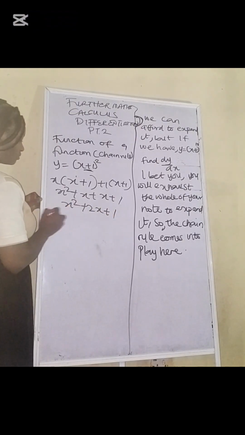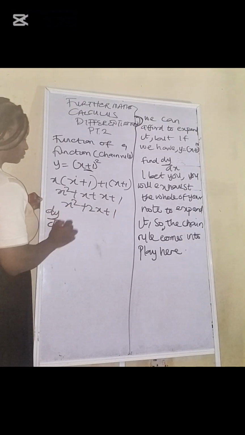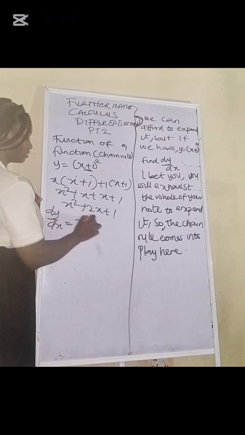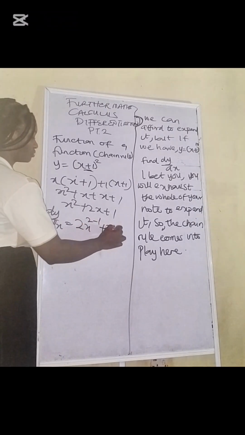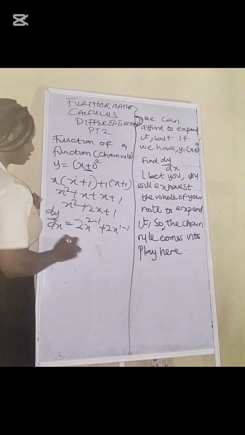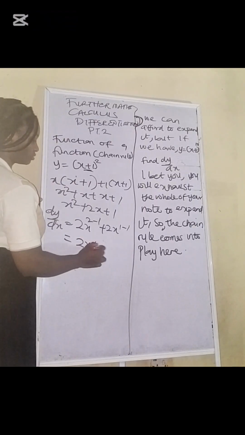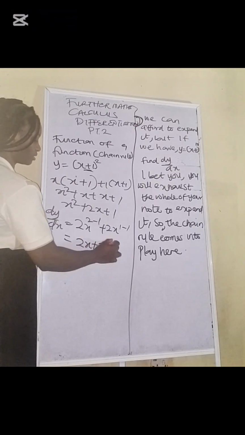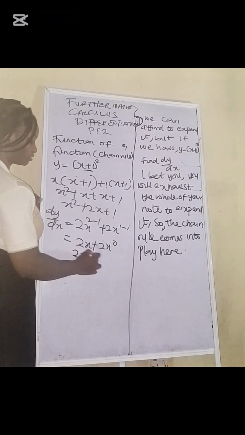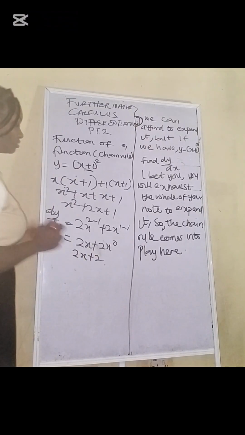You understand? So dy/dx equals 2x to the power 2 minus 1, plus 2 times x to the power 1 minus 1, so that would be 2x plus 2x to the power 0. So that would be 2x plus 2.